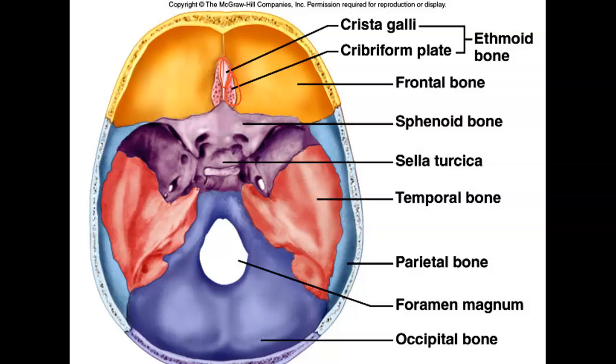And this would be looking if you took the skull cap off and you're looking down on the inside of the cranium. You see the frontal bone made up of the orangey yellow. You have the sphenoid, and notice how it kind of looks like a bat and has a bat shape. You see each temporal bone. You see the parietal bone. You see the foramen magnum, which is the big hole, and then the occipital bone for the back of the head or skull.